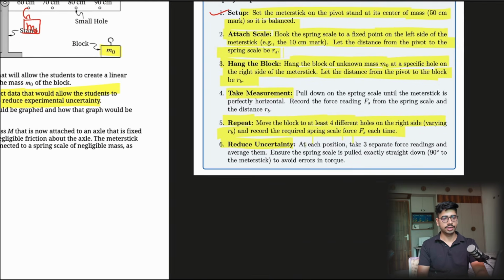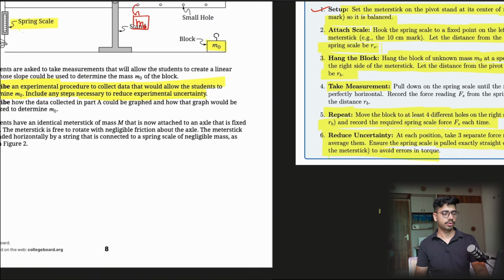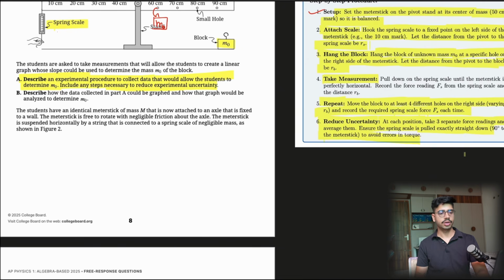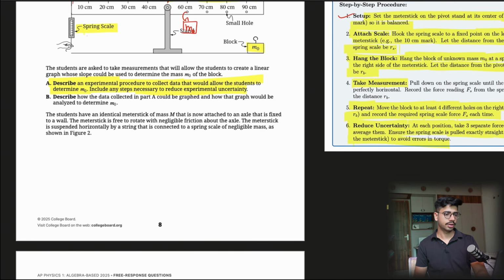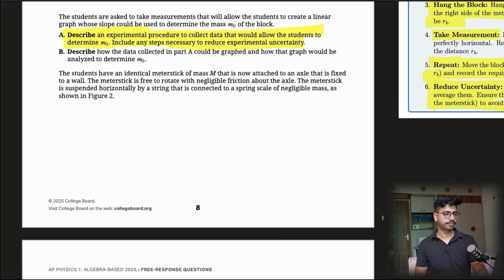Reduce the uncertainty. At each position, take at least three separate force readings and average them, and ensure that the spring scale is pulled exactly in a straight line at 90 degrees, and that the meter stick is horizontal, to avoid error in the torque. So we are going to calculate the torque for that. You have to keep on repeating that again and again so that you can decrease the uncertainty.